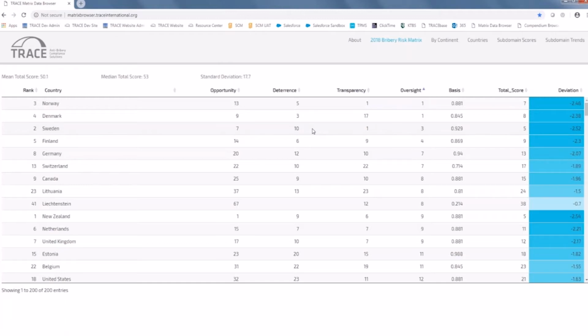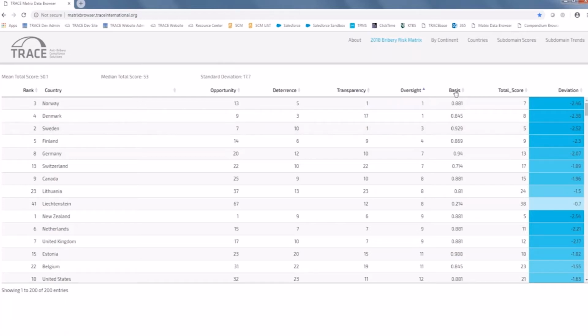And this is a common issue with corruption indexes generally, that the sources on which they rely in composing their rankings don't have equal coverage for each country. Now, the aim of the data browser here is to be as clear and transparent as possible about how much we do understand about each country based on the data, and how much of it may just be a bit of an extrapolation from a country that has less data available than others.